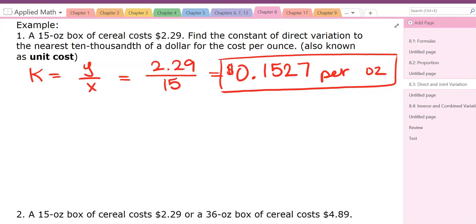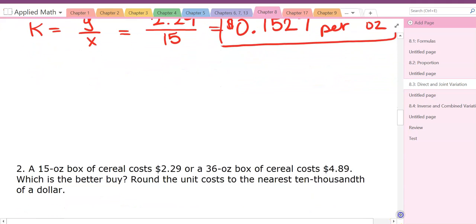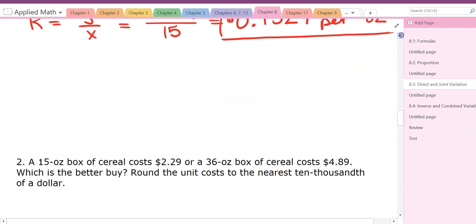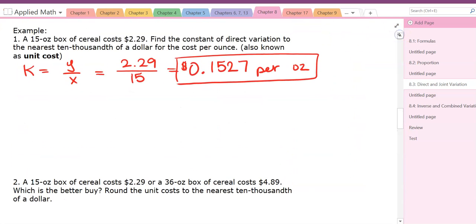Then they go on, number 2 here, and it says a 15-ounce box of cereal costs $2.29, or the same kind of cereal coming in a 36-ounce box costs $4.89. Which one is the better buy? Up above, you already did the first one. This is the same thing as this, so we already know what the unit price is for the 15-ounce box. I want you guys to use the information now for the 36-ounce box of cereal, which I have highlighted in orange. Find the unit price for that, and tell me which one you think is the better buy, the 36-ounce box or the 15-ounce box.